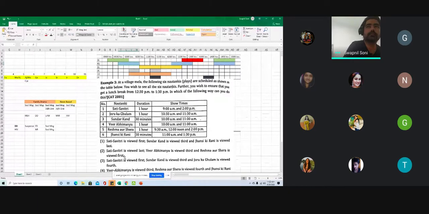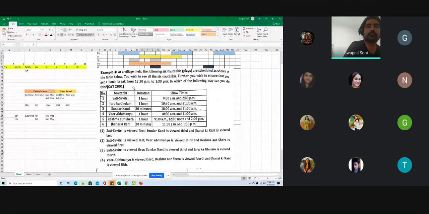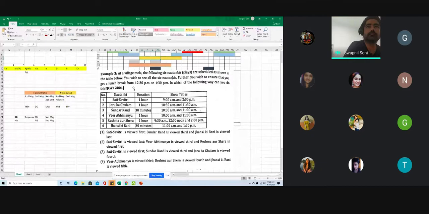Option 3, Sati Savitri is viewed first. So this is viewed first. SK is viewed third. So SK is viewed third means, again, same issue. This and this. We don't have which one will be second because this overlaps and even this overlaps. This is gone.